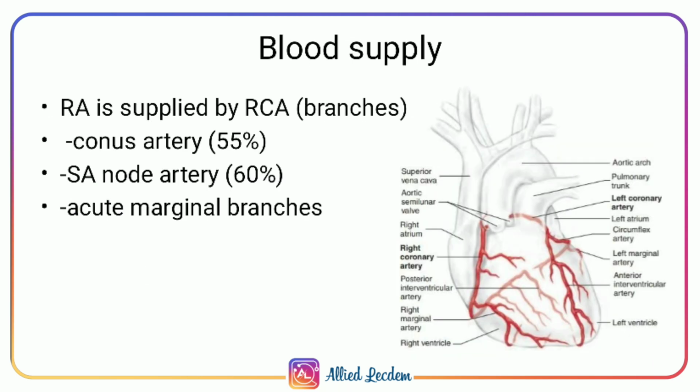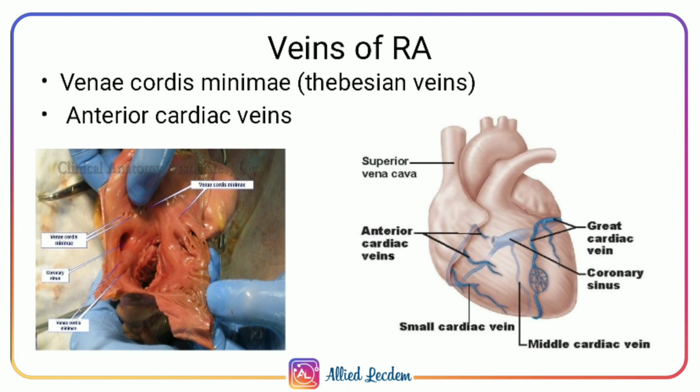Blood supply. The RA is mainly supplied by the coronary arteries. There are two coronary arteries, the left and right coronary artery. The right coronary artery branches, namely the conus artery, supply 55% to the RA, the SA node artery supplies 60%, and the acute marginal branches. Veins of RA: venae cordis minimae, called Thebesian veins.